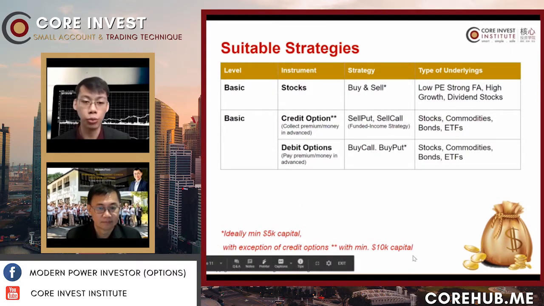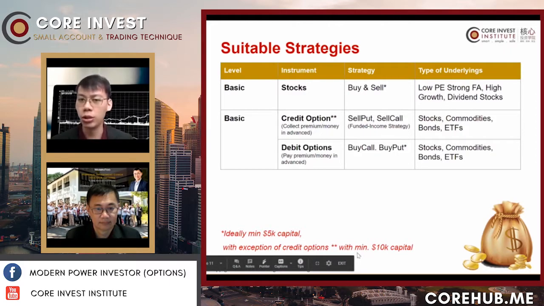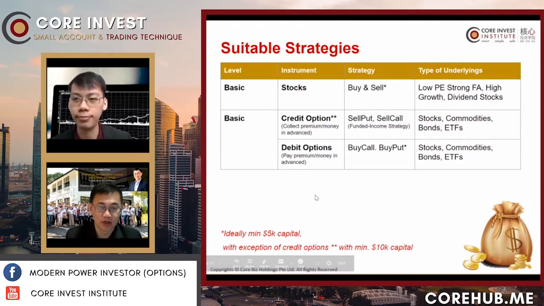Yeah, sure. So ideally, when you talk about credit options, normally you require more capital. This is due to the way the strategy works. So we suggest that for credit options, you have a minimum of $10,000 to invest. However, for debit options, you don't need as much capital, ideally a minimum of about $5,000 to start using debit options strategies. So do take note of the capital as you deploy various strategies.